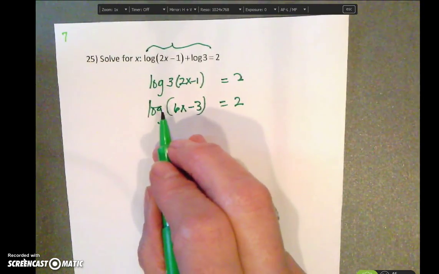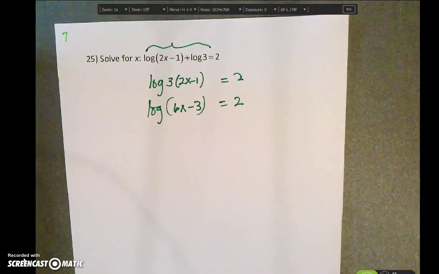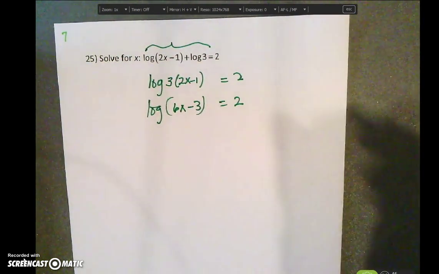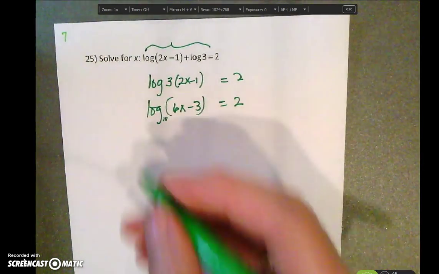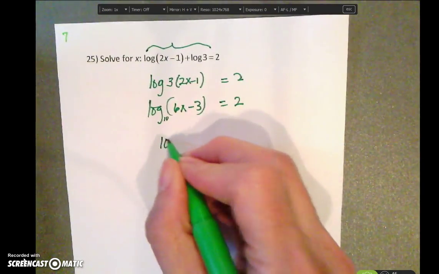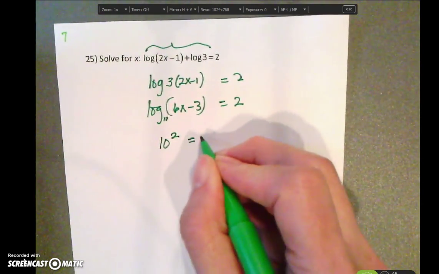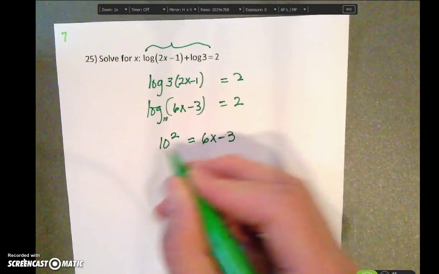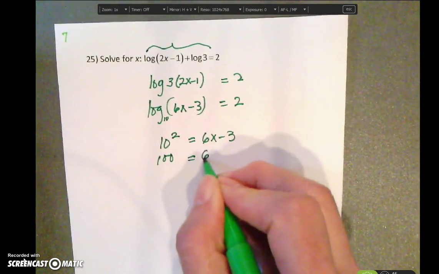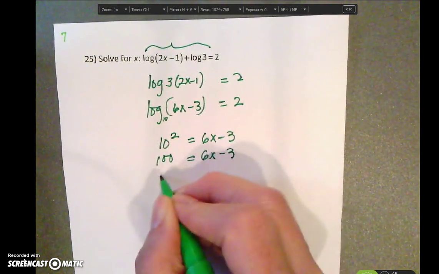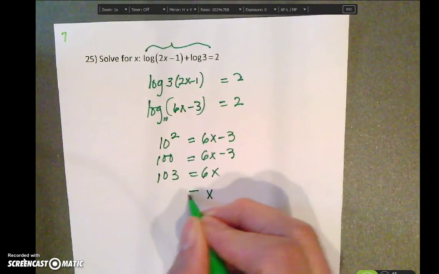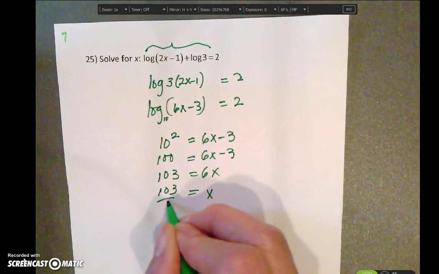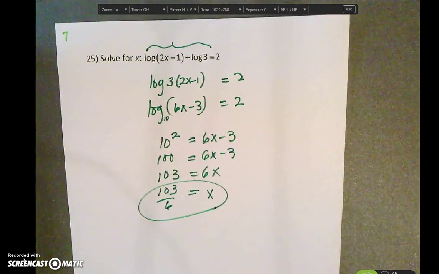All right, so now I'm ready to change it to exponential form, but whoa, there is not a base. What happens when we don't have a base? That's right, we understand that it's going to be a base of 10. So that's an understood 10 right there. So I'm going to write 10 to the second power is equal to 6x minus 3. So 100 is 6x minus 3. Add my 3, that's 103 is 6x, and divide by 6. So I get 103 divided by 6 for my answer.